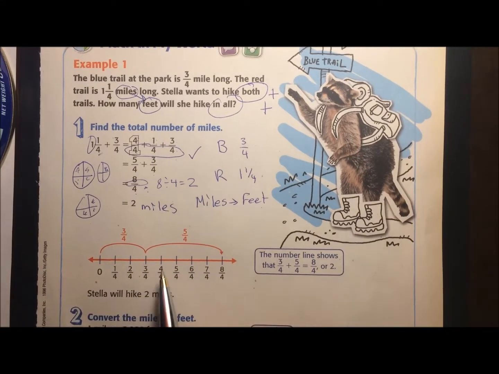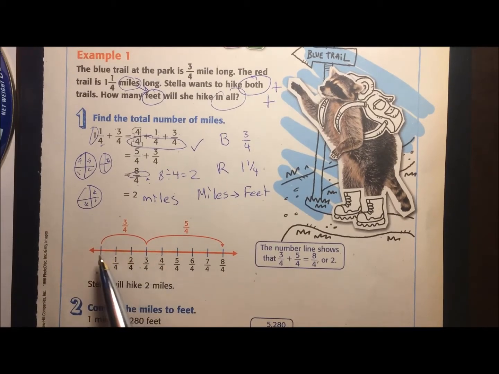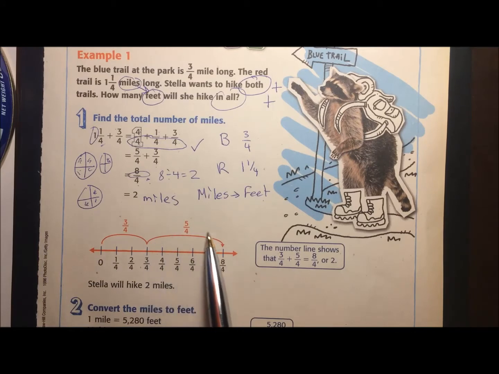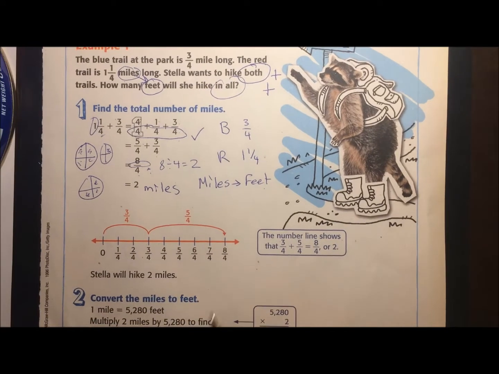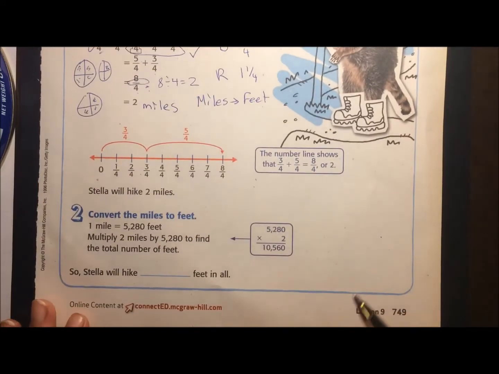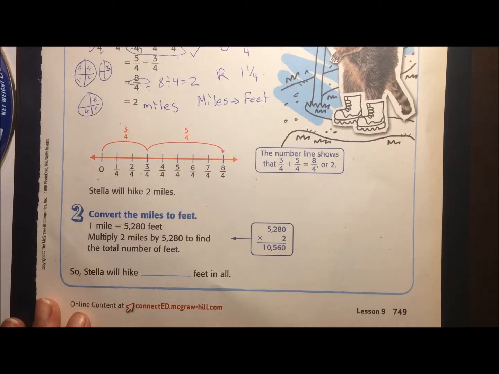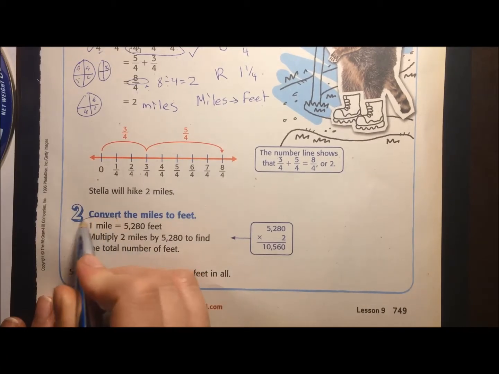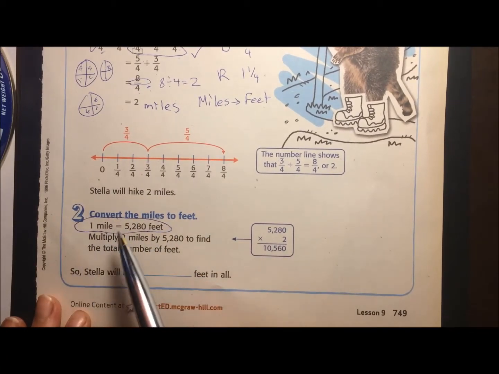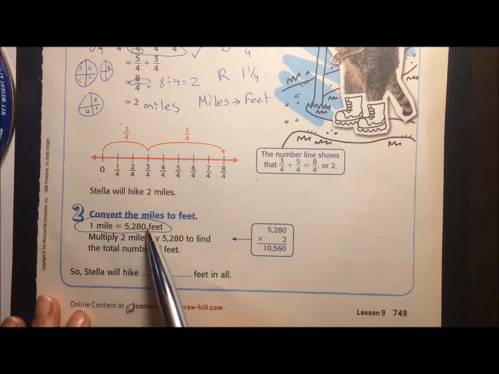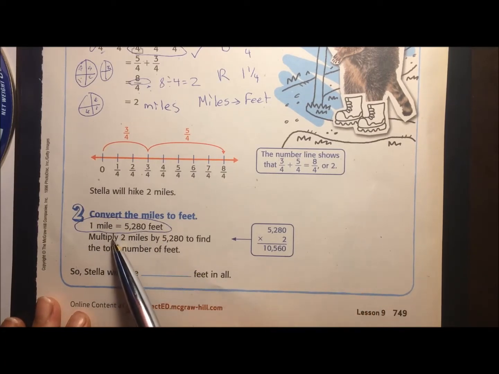They used a line chart to do it. They started at 0, so they went up 3/4, and they continued to 8/4. You could do it that way, that'd be fine. Okay, so we know Stella's going to hike 2 miles. Now we need to know how many feet are in a mile. We need that conversion number. 1 mile equals 5,280 feet. So we multiply 2 miles by 5,280 to find the total number.